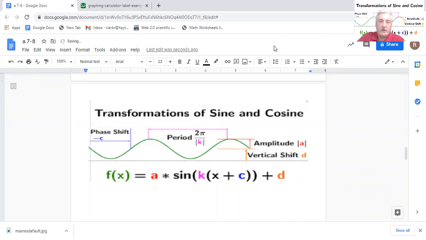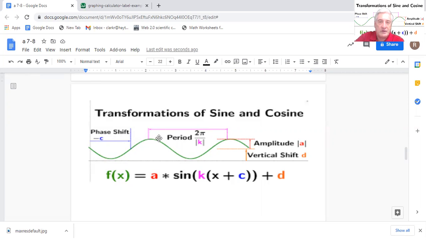These are the transformations of sine and cosine that are possible. Today, we're only going to talk about one. Amplitude is out here, A, out in front of sine. It will make your graph taller or shorter. We've got K in here, that is period, but we will talk about it at a later time. C in here is phase shift. It will move your graph to the right or to the left. And D is a vertical shift. It will move your graph up or down.